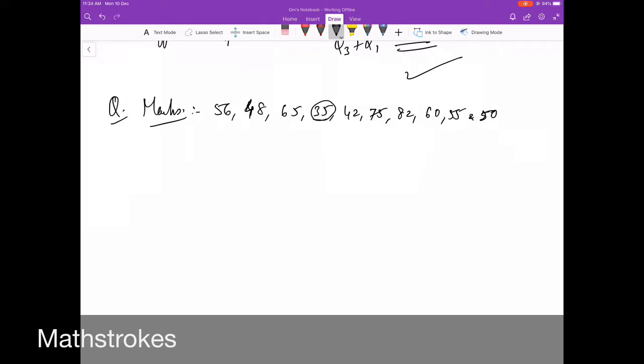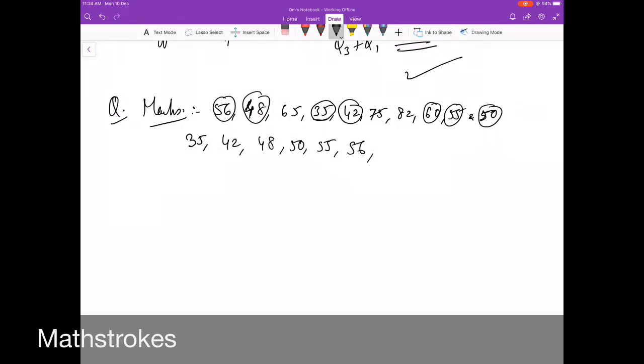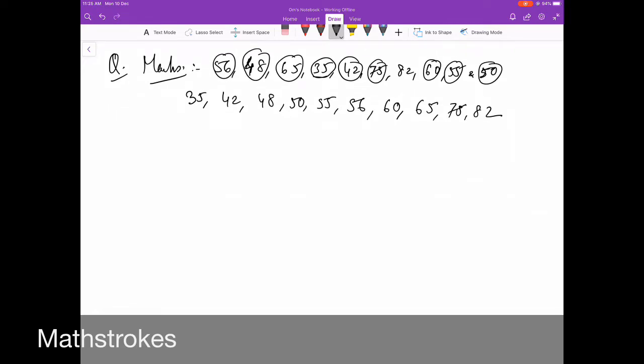First one is 35, second is 42, third one is 48, fourth is 50, fifth one is 55, then 56, then 60, then 65, then 75 and then 82. Done. We have arranged the data in increasing order. Now, how many terms are there? Total there are 10 terms.